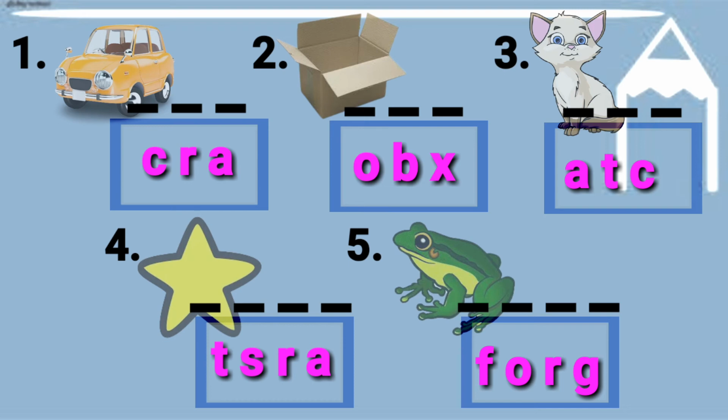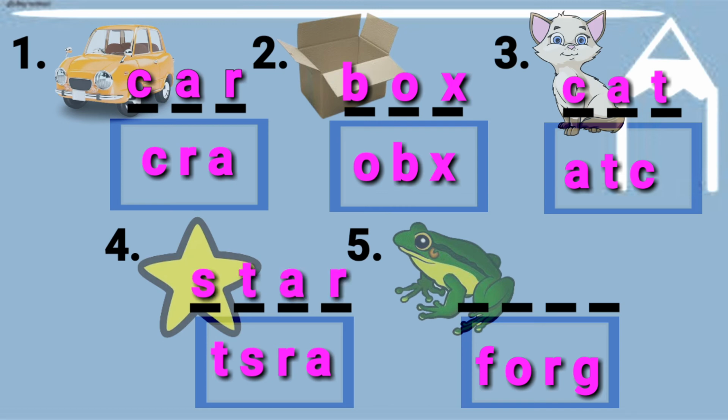Let's answer now. Number 1. Look at the picture. What is that? It's a car. 2. It's a box. 3. It's a cat. 4. It's a star. Yes, it's a star. 5. It's a frog. Do we have the same answers? Very nice.